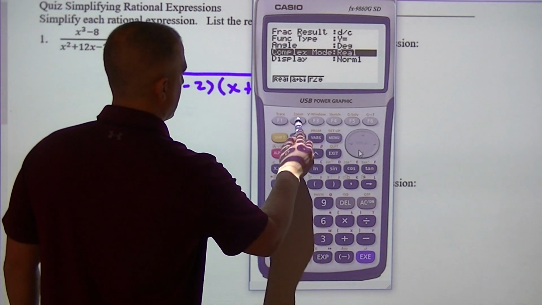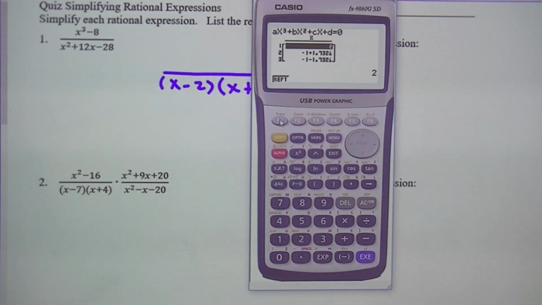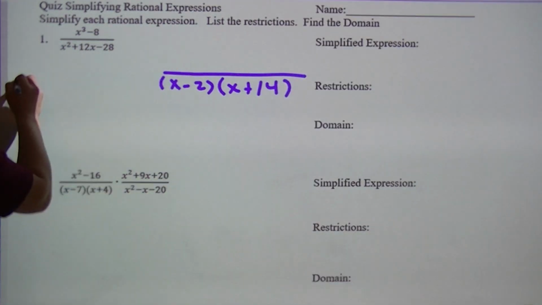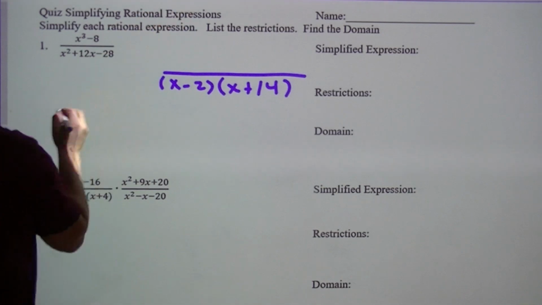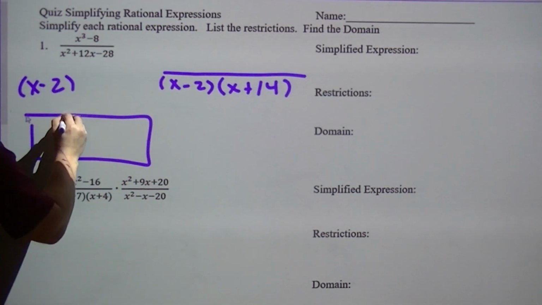Let me make sure mine's an a plus bi. All right, so you get one good one, two crazy ones. So that one would be x minus 2. Okay, now what you have to do is use the box.